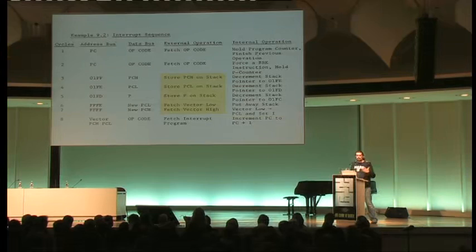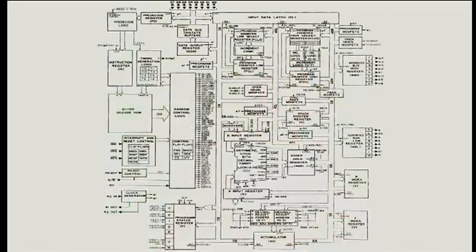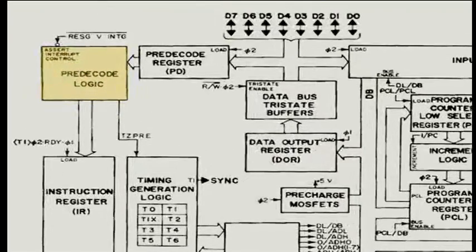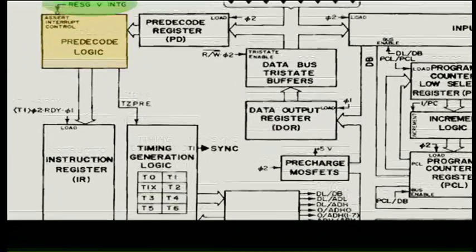Now the question is, how can this be done for an interrupt? For a break instruction, that's easy because it's an instruction. It gets sequenced by the PLA ROM. But how do you do that about an interrupt? And the trick here is done in this box called the predecode logic. You can see that this has the interrupt and reset pins as inputs.